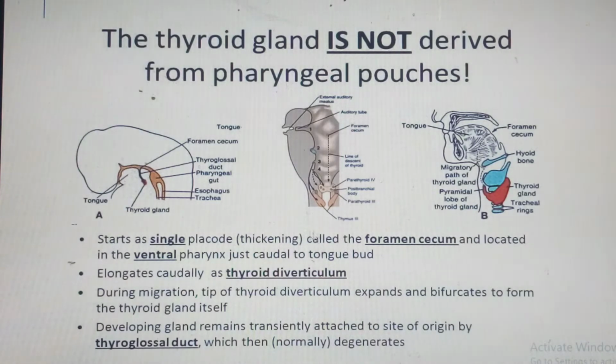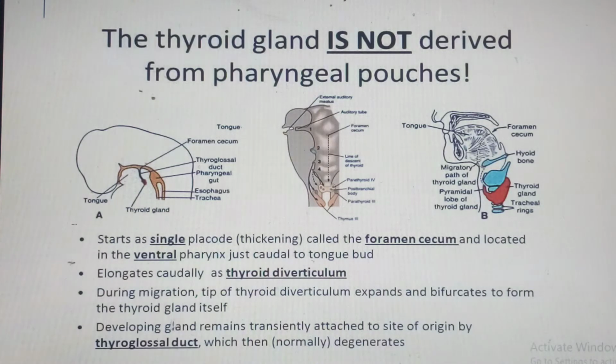Okay, but this thyroid gland starts as a single thickening, what you call a foramen cecum. When you look at the tongue, that is where this foramen cecum was. And then we say that this foramen cecum will actually elongate caudally to form what they call the thyroid diverticulum. And this thyroid diverticulum would, of course, expand and then bifurcate to form the thyroid gland. So the thyroid gland is actually coming from this thyroid diverticulum, which eventually starts as a single thickening or placode called foramen cecum. It never has anything to do with the pharyngeal arch.